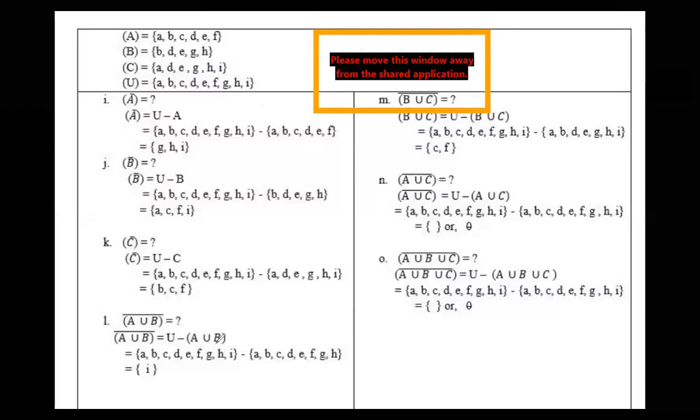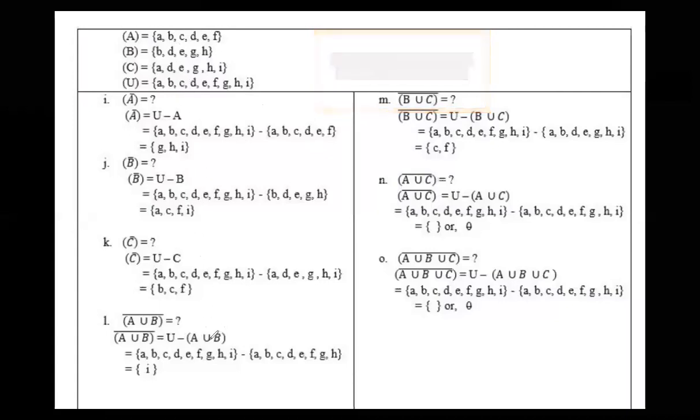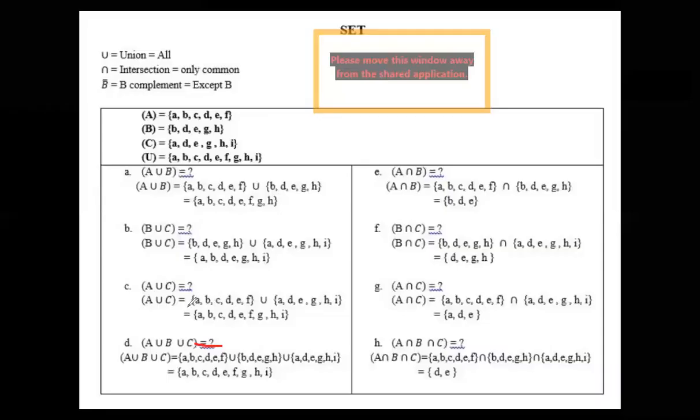What is the value of A union B? Do you know the value of A union B? This question already came here. This is the previous question itself. We have already found the value of A union B, isn't it? Let me show you the next clip. What was the value of A union B? It was A, B, C, D, E, F, G, H. Do you remember or not? We have done it previously also.